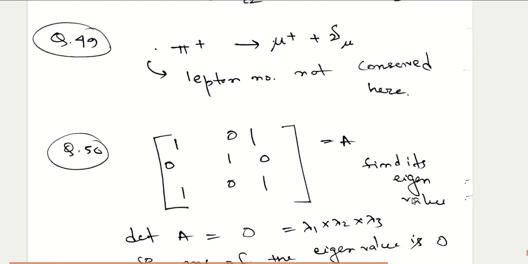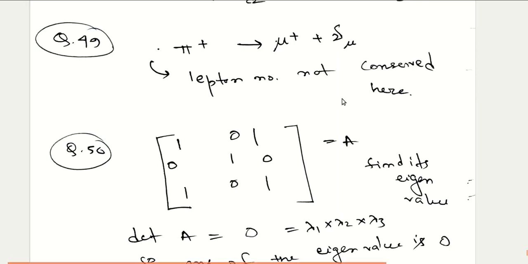Now for this reaction, pi plus, pi minus, going to mu plus, mu neutrino, in this case the electron number is not conserved. So it was given there which is not conserved. Charge is conserved, as you can see; only the electron number will not be conserved.